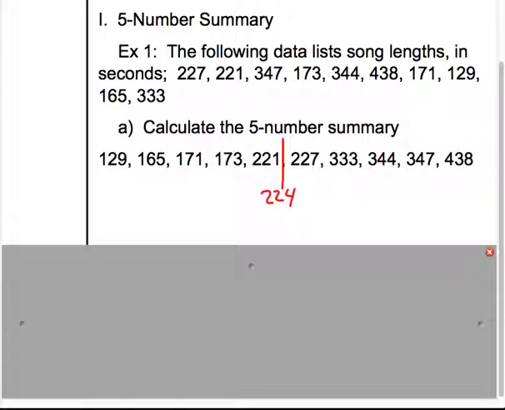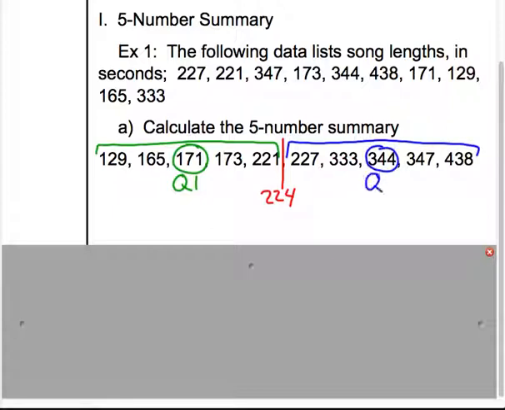So now I am just looking at the data set from 129 to 221, and I'm finding the median of just this data set. It's an odd number, so I have a data value right in the middle, so 171 would be my first quartile. And to find the upper quartile, I would just look at this data set from 227 to 438. Finding the middle number gives me my 3rd quartile. So the 5-number summary would be 129, 171, 224, 344, and 438.